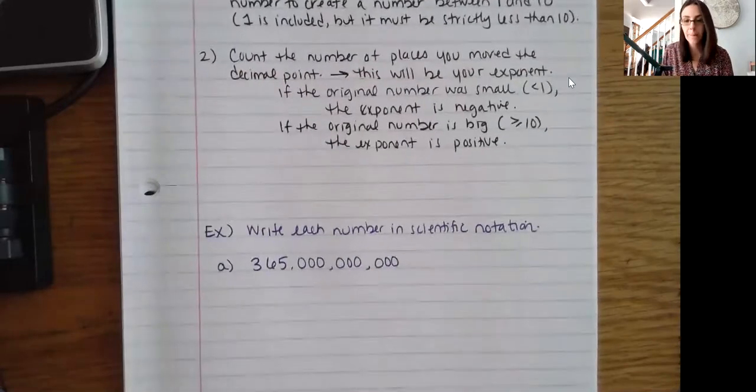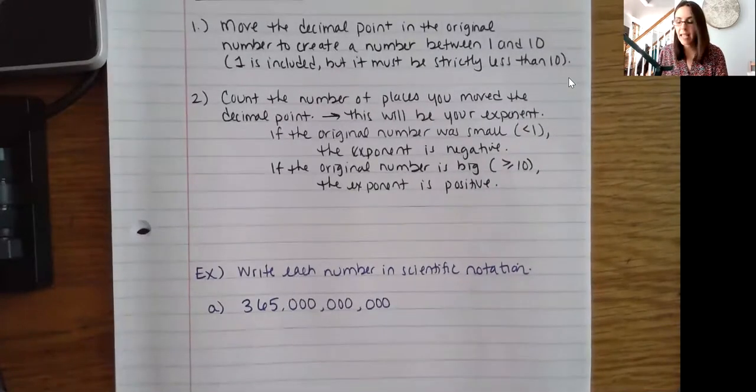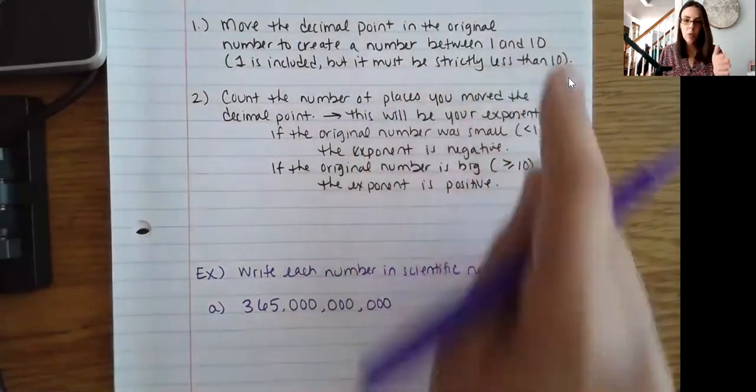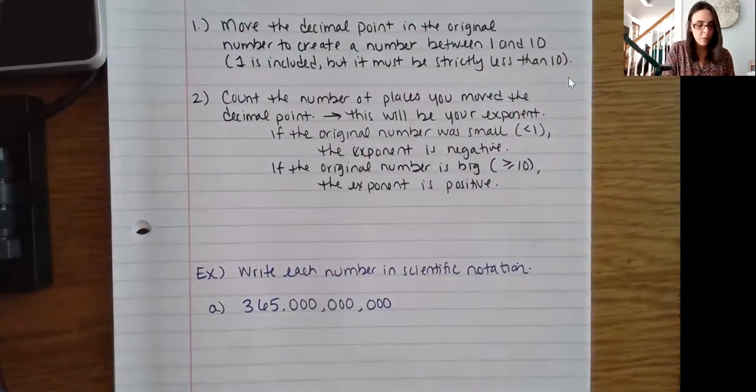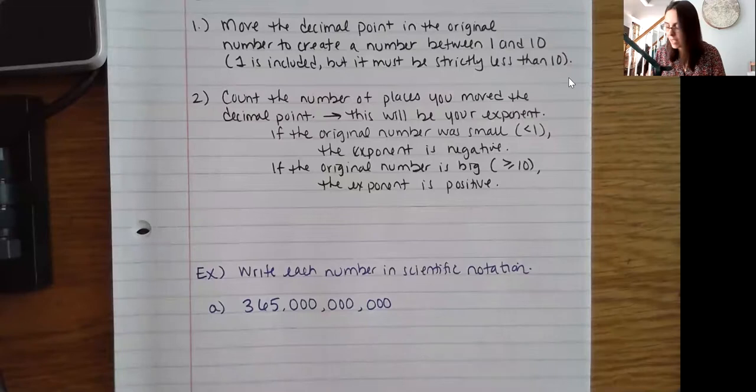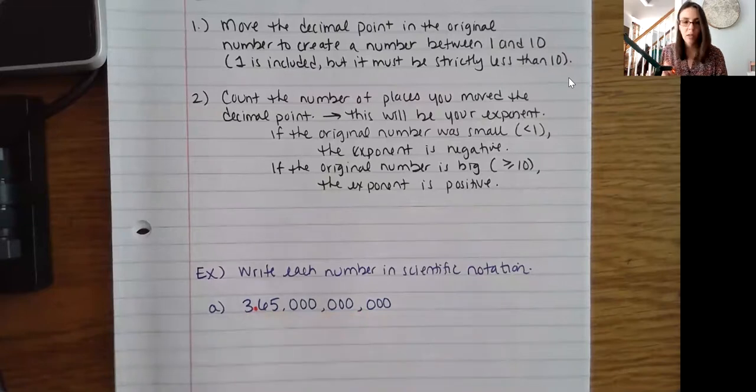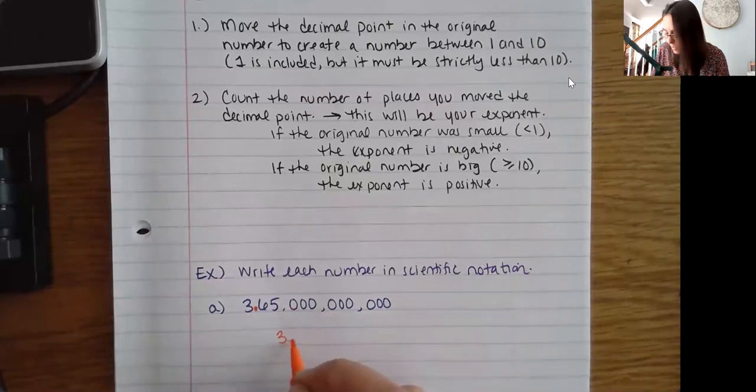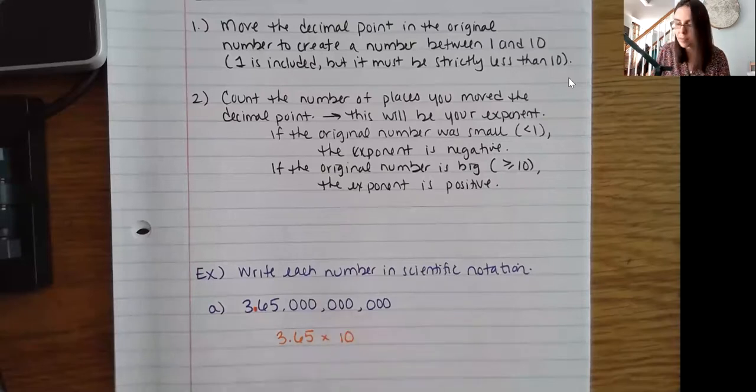So here I have 365 billion. I want to write this number in scientific notation. So the first thing I need to do is to create a number between 1 and 10. I can include 1, but it has to be strictly less than 10. So you just play around and figure out where I can put my decimal point to make it between 1 and 10. If I put it right here between the 3 and the 6, that would give me 3.65, which is between 1 and 10. So my starting number is 3.65, and it's going to be multiplied by 10 to some power. It's always multiplied by 10.